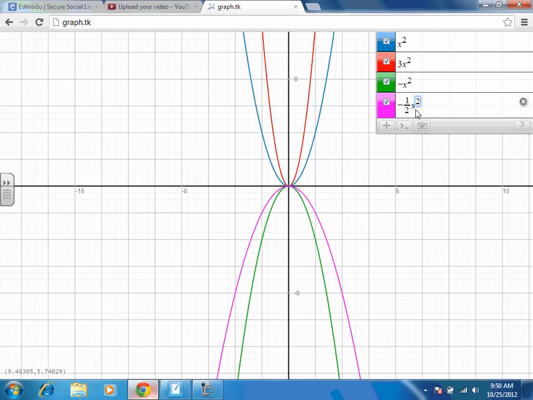Okay? So, that is how A affects all of these. A flips them, makes them thinner, and makes them wider, depending on what we have.